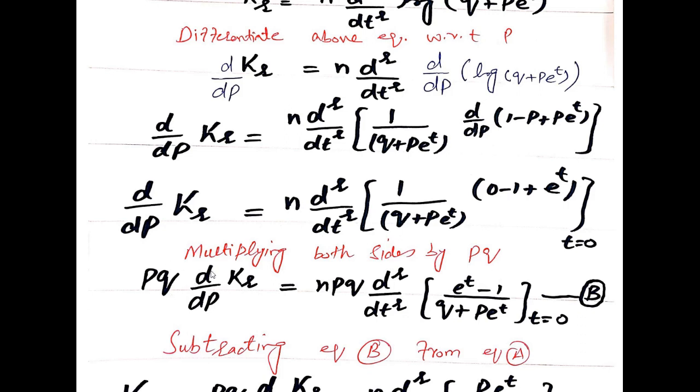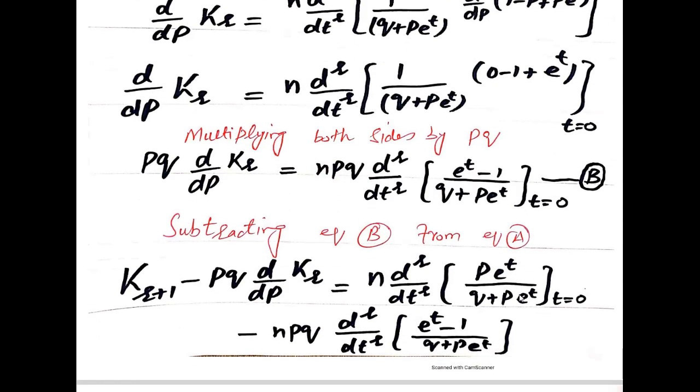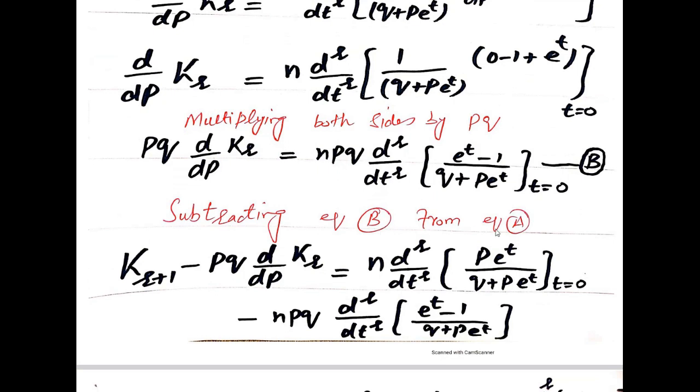pq d over dp of k_r is equal to npq d^r over dt^r of (e^t minus 1)(q plus p e raised to the power t) at t is equal to 0. This is equation B. Subtracting equation B from equation A.